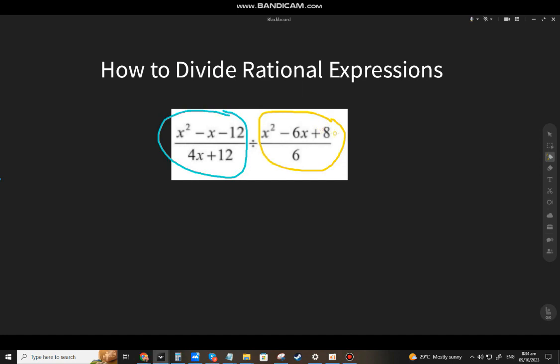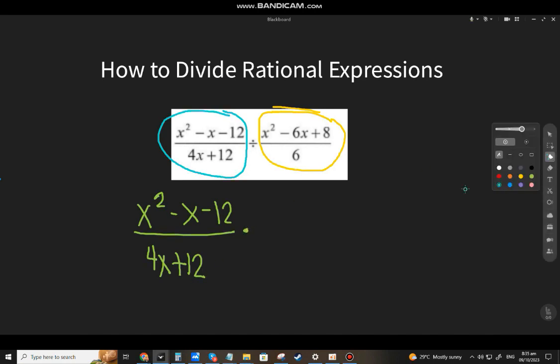In dividing rational expressions, like what you do in dividing fractions, you take the reciprocal of the divisor. So I'm referring to the yellow one, this one. Let me rewrite it first. That will be x squared minus x minus 12 over 4x plus 12. And you have to multiply it by the reciprocal. So I should have used the same color. That will be 6 over x squared minus 6x plus 8.